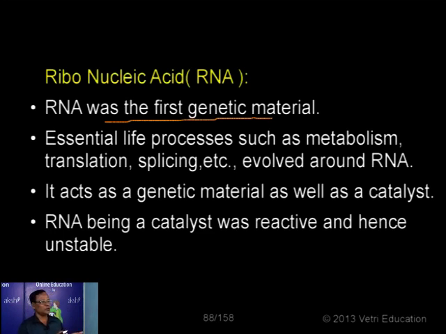Whenever a particular material is acting as a catalyst, it is always reactive, and that is why it is unstable. So as RNA is acting as a genetic material as well as a catalyst, it becomes more reactive. That is why it becomes unstable. The reactive nature is because of its catalytic activity. Whenever a material is more reactive, it is unstable. So when compared to DNA, it is actually unstable. One of the reasons for instability is its catalytic nature, that is why it's reactive.